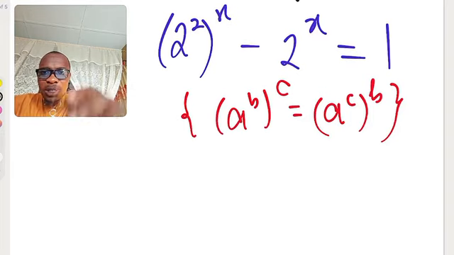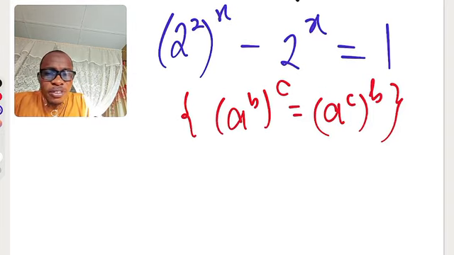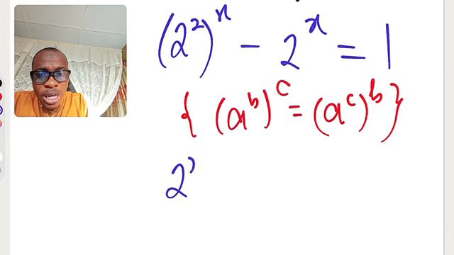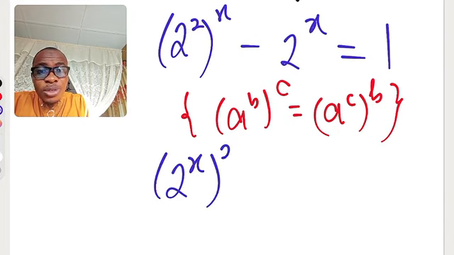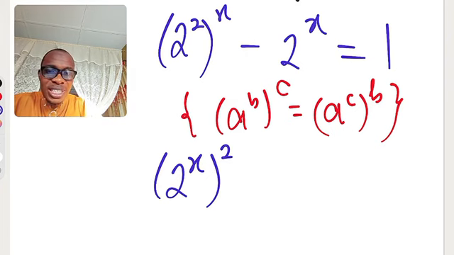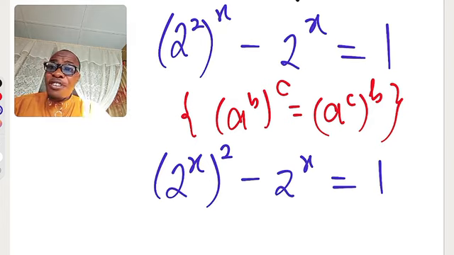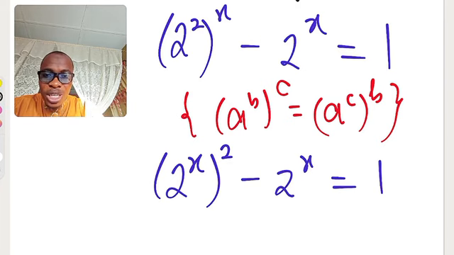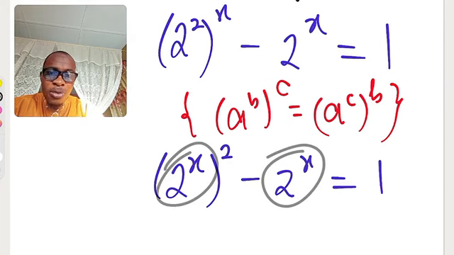Now, moving on, we are going to have this. We are going to have 2, now x will come inside, and we have the power 2 outside. Then minus 2 to the power of x equals 1. Now from here, we can see that we have something common. We have 2 to the power of x here, and 2 to the power of x here, which means we can replace them by a particular variable.